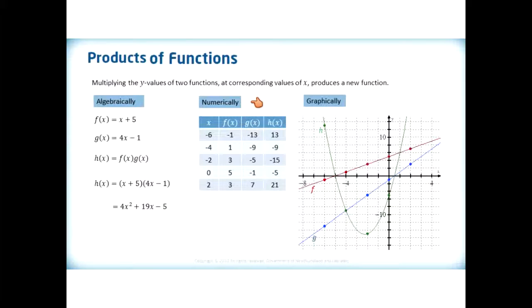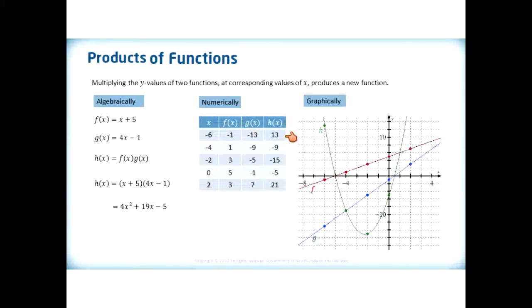Next we'll look at it numerically and see what happens there. So we've selected values of x at which we've already calculated values for f of x in this column from our first function, and for g of x in this column from our second function, and the values of h of x are simply created by multiplying the values of f and g together. So as an example, the first value of h of x that we have at x equals negative 6 is equal to negative 1 times negative 13, giving us positive 13 for h of x.